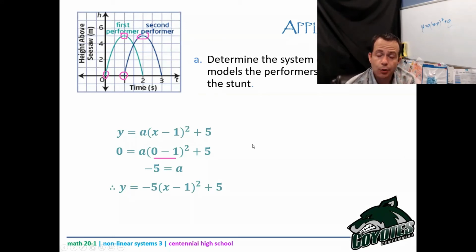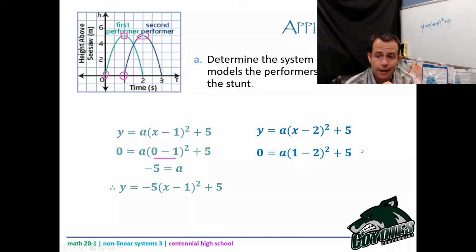Okay, so I'm going to go the same way. I'm going to start with my vertex form. I'm going to plug in my vertex, which is 2 and 5. And now I'm going to plug in my friendly point. My friendly point was 1 for x and 0 for y. And now I'm going to solve for a.